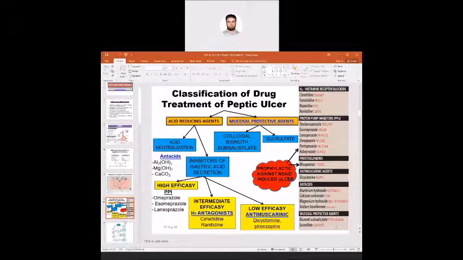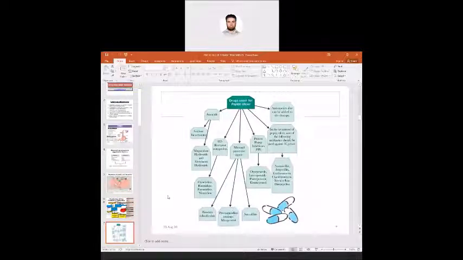This is just another slide to show you how the drugs are classified. It is a similar way. They are mucosal protective agents in the middle. You can see colloidal bismuth, sucralfate, and prostaglandins are also considered as cytoprotective agents or mucosal protective agents because they enhance bicarbonate production in mucus. And antacids like sodium bicarbonate, calcium carbonate, aluminum hydroxide, and magnesium hydroxide.